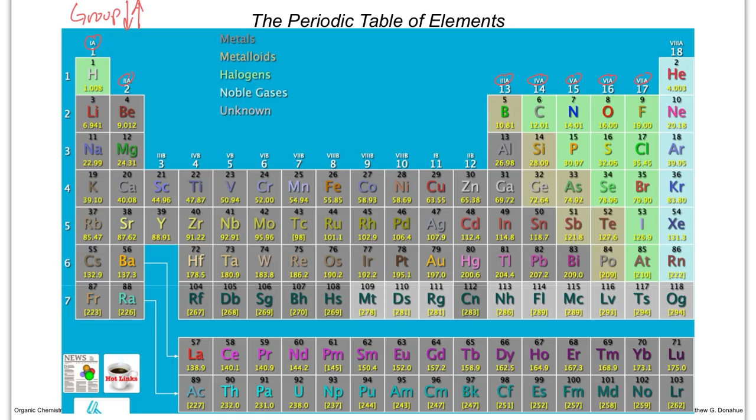The other important thing about groups in terms of the reactivity, so say for example, because this is organic chemistry and we're talking about carbon primarily, so below that silicon, then germanium, tin, and lead, elements in the same group have similar reactivity. That's important to know. So on the horizontal are the periods.